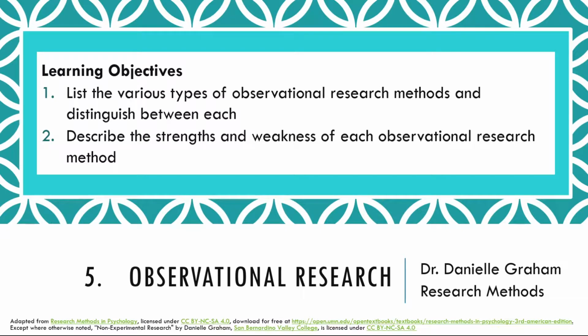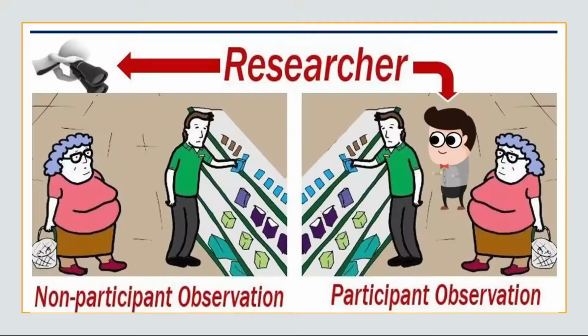Section 5, Observational Research. The learning objectives for this section are: 1. List the various types of observational research methods and distinguish between each. And 2. Describe the strengths and weaknesses of each observational research method.